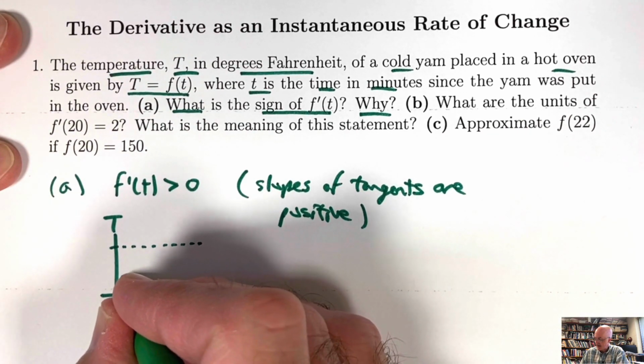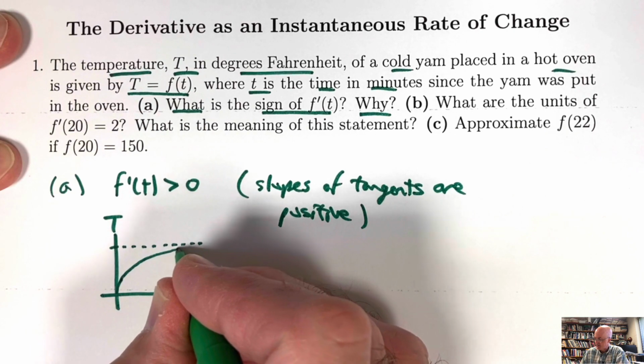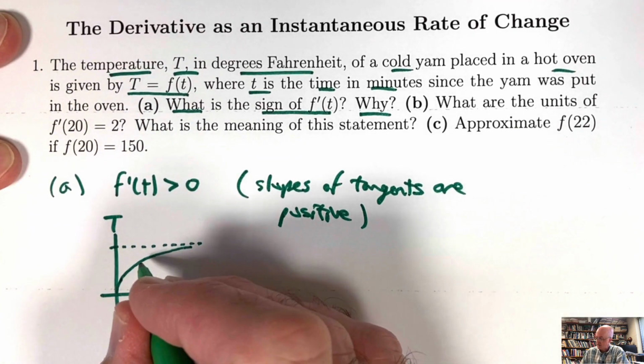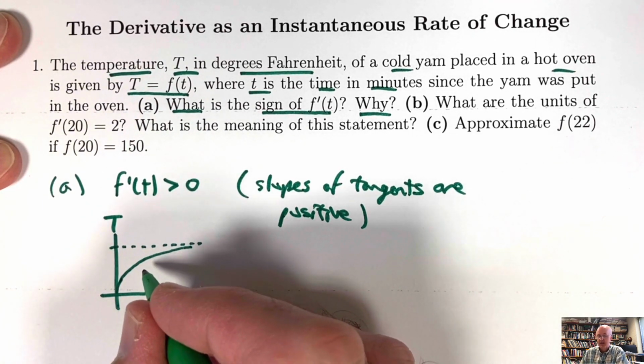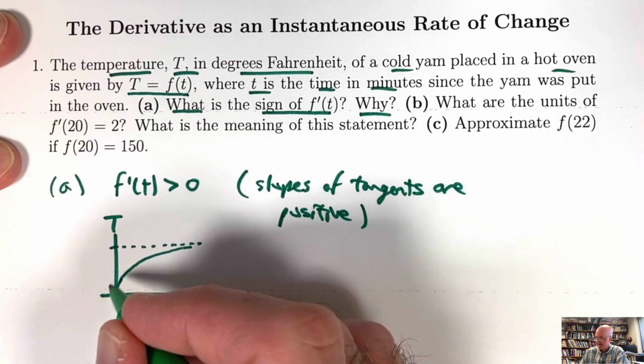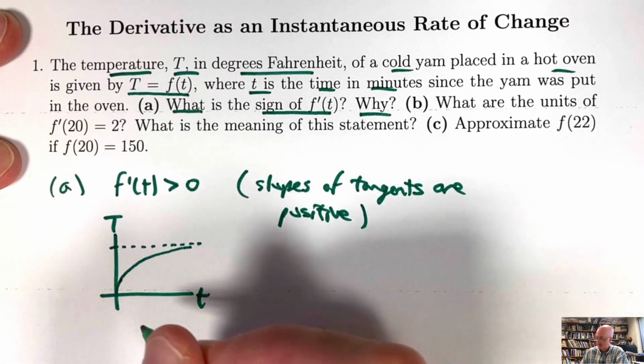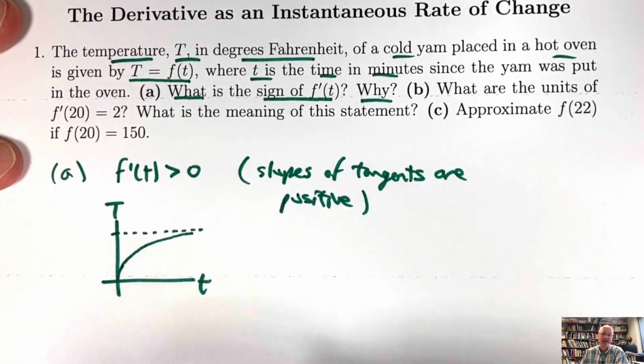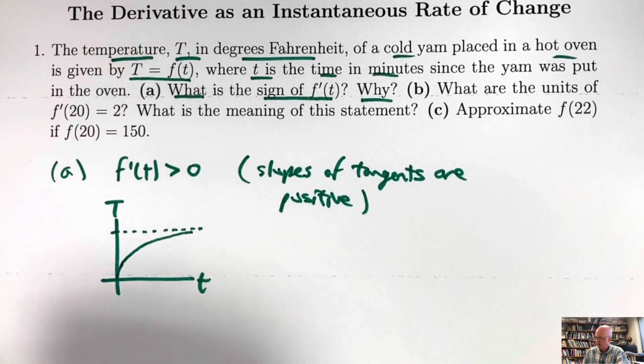However, over time, as you approach the temperature of the oven, the graph will level out. The derivative will get closer and closer to 0. Still positive, but closer and closer to 0. This graph is concave down. It is approaching this line as a horizontal asymptote. But we don't need to know the formula in this problem.